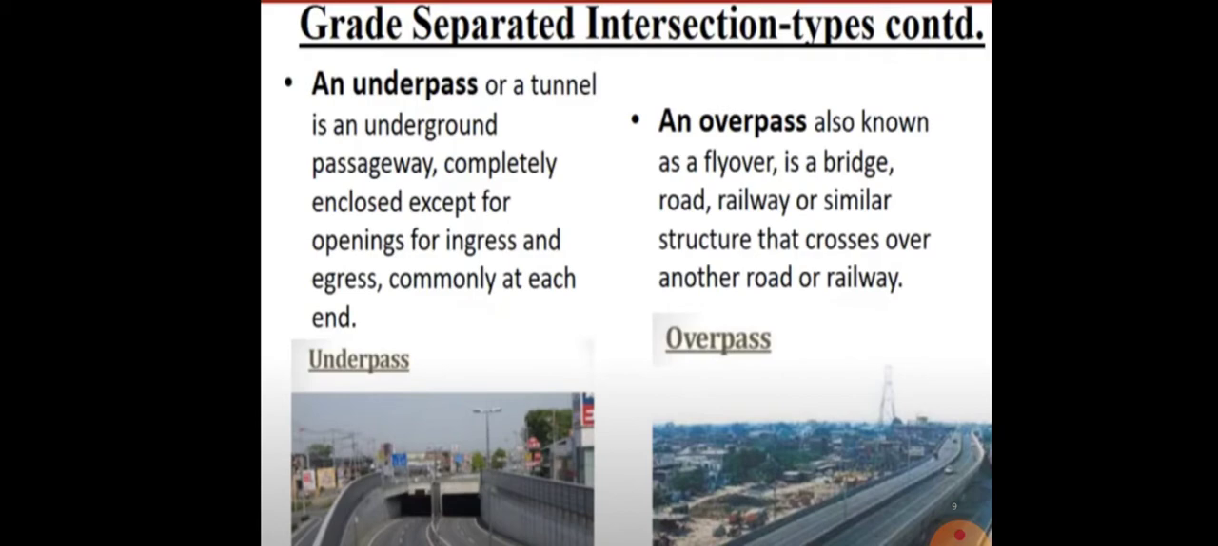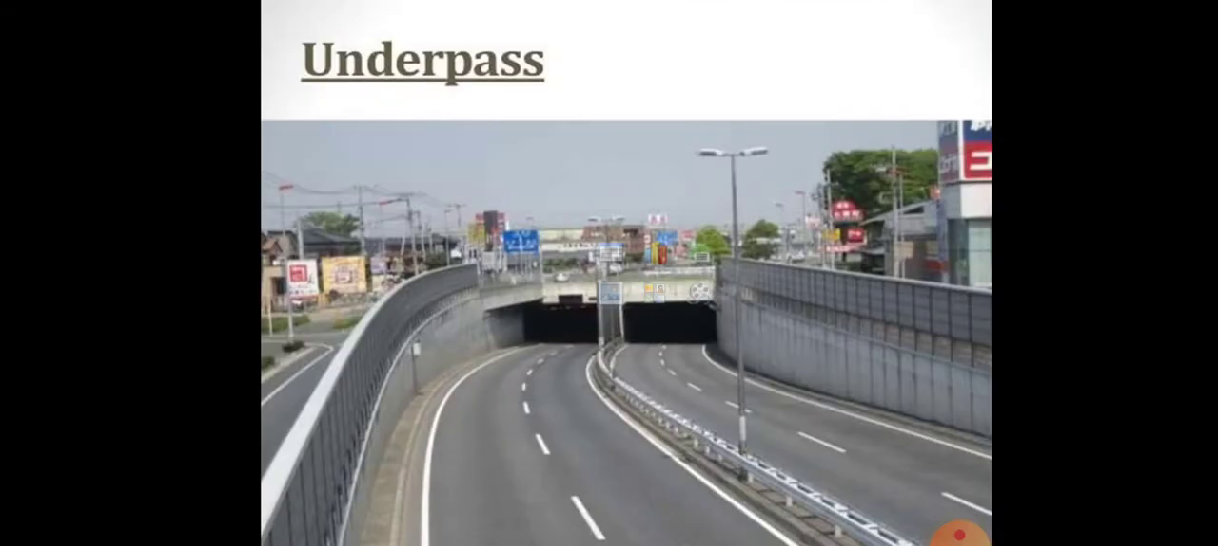Firstly, the underpass. What do you understand by underpass? An underpass is actually a tunnel. We can say it is a tunnel, or an underground passageway that is completely enclosed except for the openings for ingress as well as egress, especially at the ends. You can see here a typical underpass. A tunnel may be for foot or vehicular road traffic, or even for rail traffic.